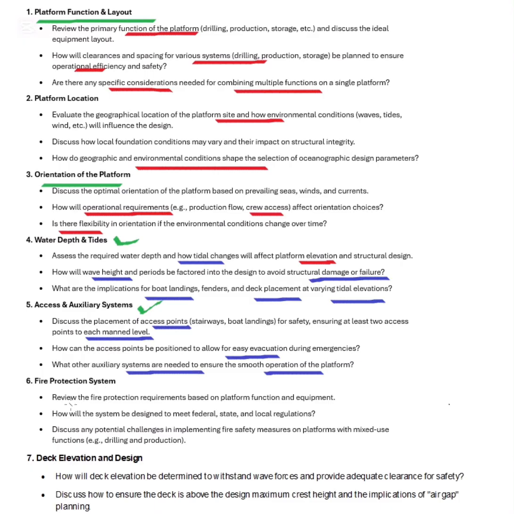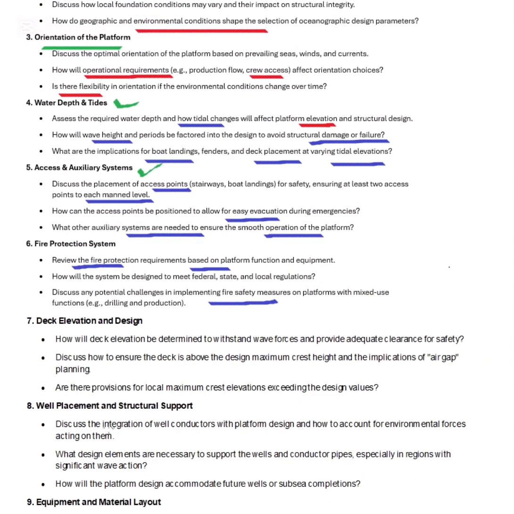And fire protection system: review the fire protection system requirements based on the platform function and equipment. How will the system be designed to meet federal, state and local regulations? Discuss any potential challenges in implementing fire safety measures on platforms with mixed use of functions, that is drilling and production. And deck elevation and design also we need to see.